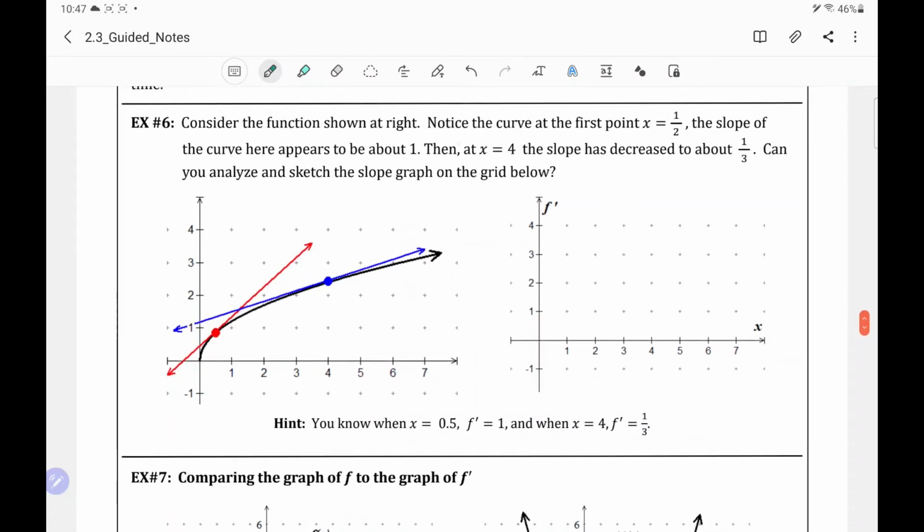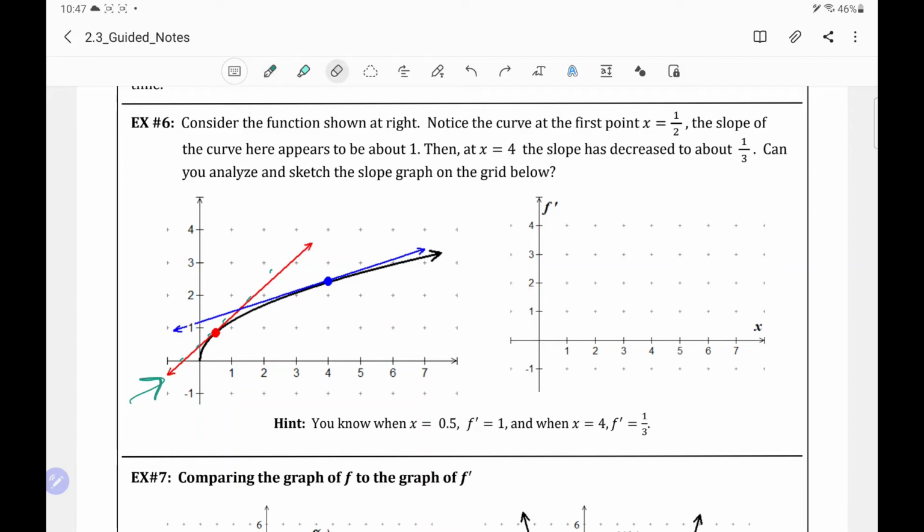So consider the function shown at right. I'm pretty sure this is at the left, but okay. Notice the curve at the first point, x equals 1/2. The slope of the curve here appears to be about 1. So they're talking about this red line. The slope of that red line appears to be about 1. Then at x equals 4, the slope of the blue line has decreased to about 1/3. Can you analyze and sketch the slope graph on the grid below?